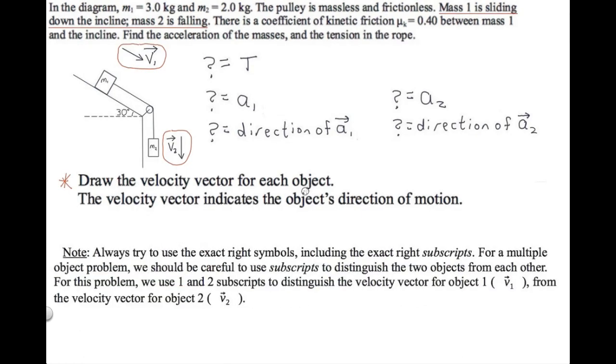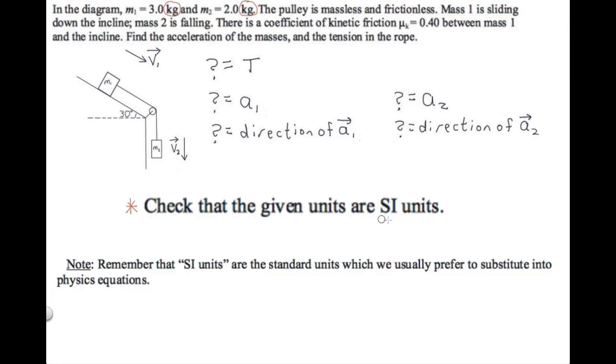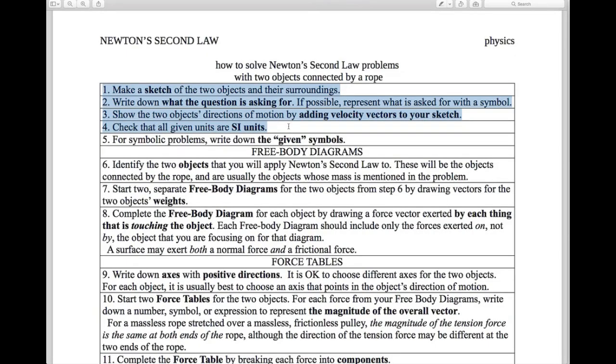Draw the velocity vector for each object. The velocity vector indicates the object's direction of motion. The problem tells us that mass 1 is sliding down the incline and that mass 2 is falling. So we draw a velocity vector pointing down the incline for mass 1 and a velocity vector pointing straight down for mass 2. Check that the given units are SI units. This problem uses units of kilograms, and yes, kilograms are SI units. Here's a summary of the steps that we've completed so far. This step isn't relevant for this problem because this problem is numeric, not symbolic.